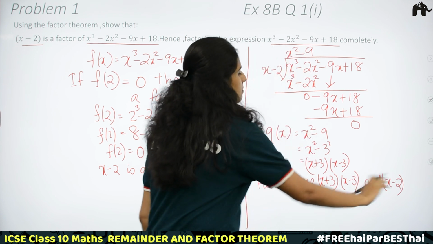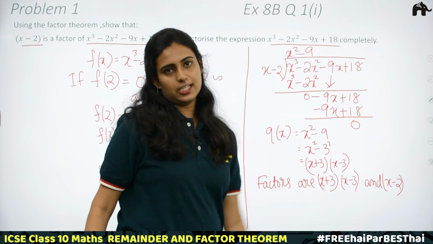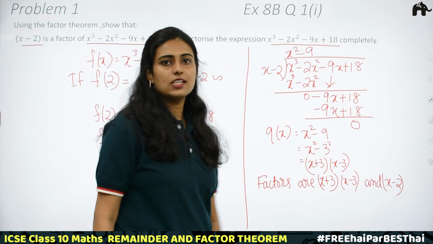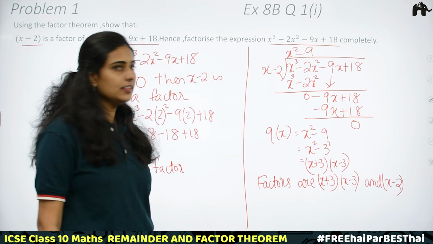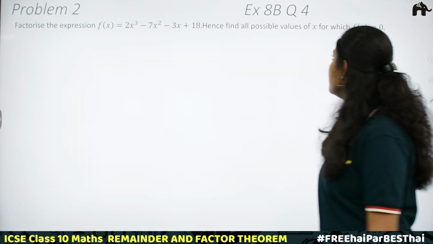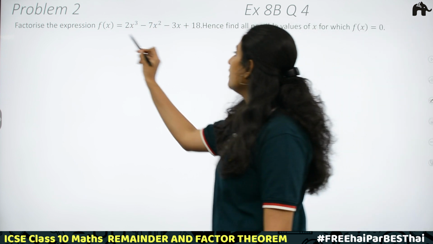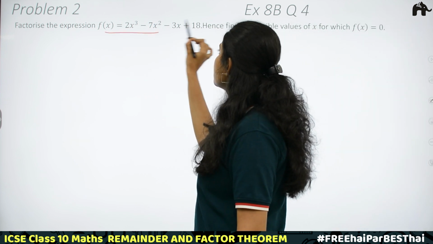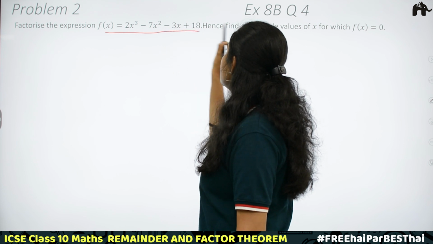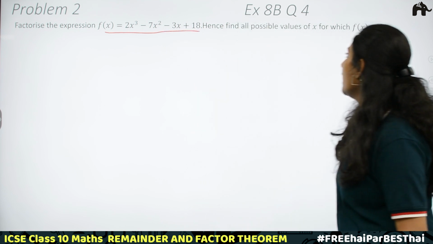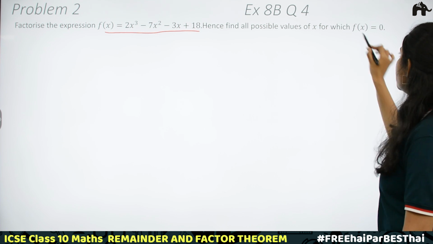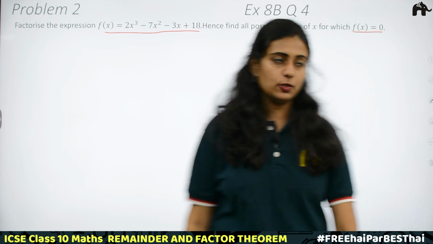So, when you multiply this, you will be getting this expression. And the remainder we know is equal to 0. Clear? Next problem 2, question 4 of exercise 8b. Factorize the expression f of x is equal to 2x cube minus 7x square minus 3x plus 18. Hence, find all possible values of x for which f of x is equal to 0.